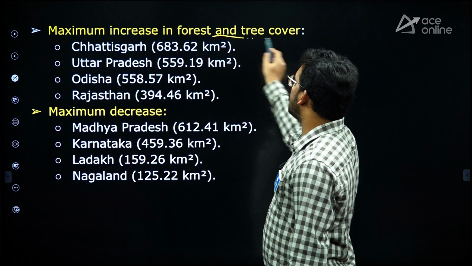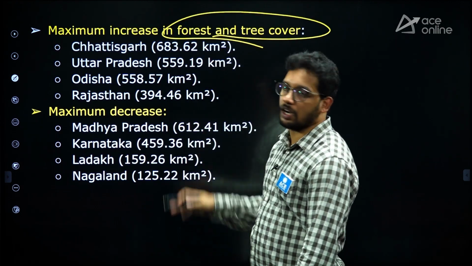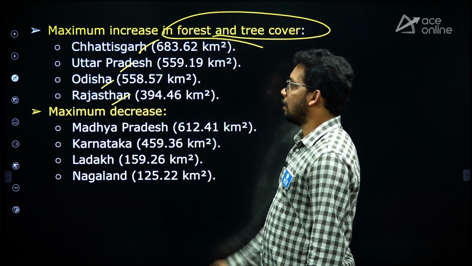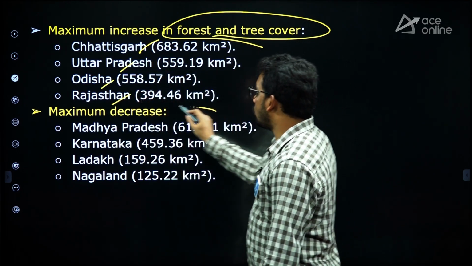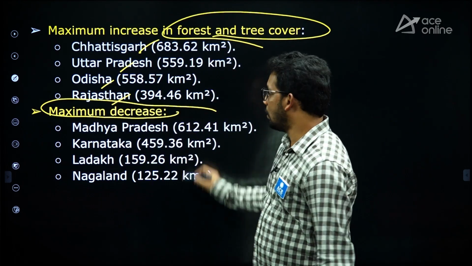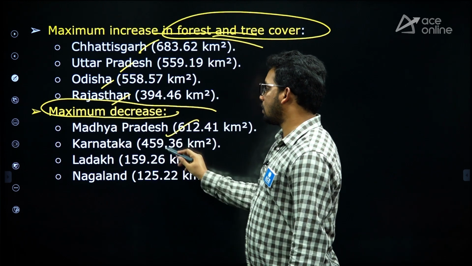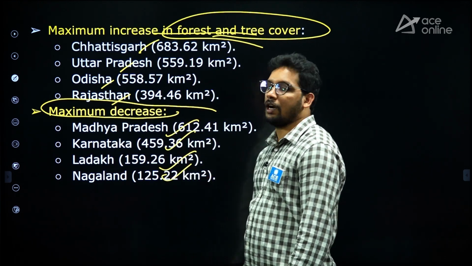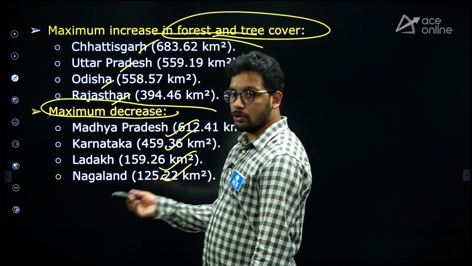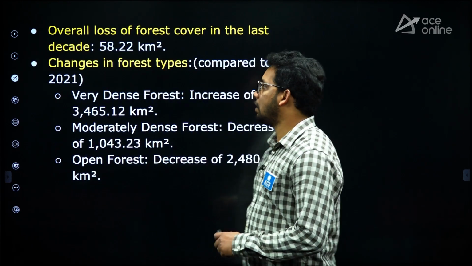Then maximum increase in forest plus tree cover. In terms of forest plus tree cover, we have already seen this in the beginning: Chhattisgarh, Uttar Pradesh, Odisha, Rajasthan. We have discussed it in the beginning. But we did not see the maximum decrease. This is a specific one. Here the maximum decrease of forest and tree cover is in Madhya Pradesh, Karnataka, Ladakh, Nagaland. These four states have reduced their forest plus tree cover compared to 2021. The four which increased, we have seen in the beginning itself.